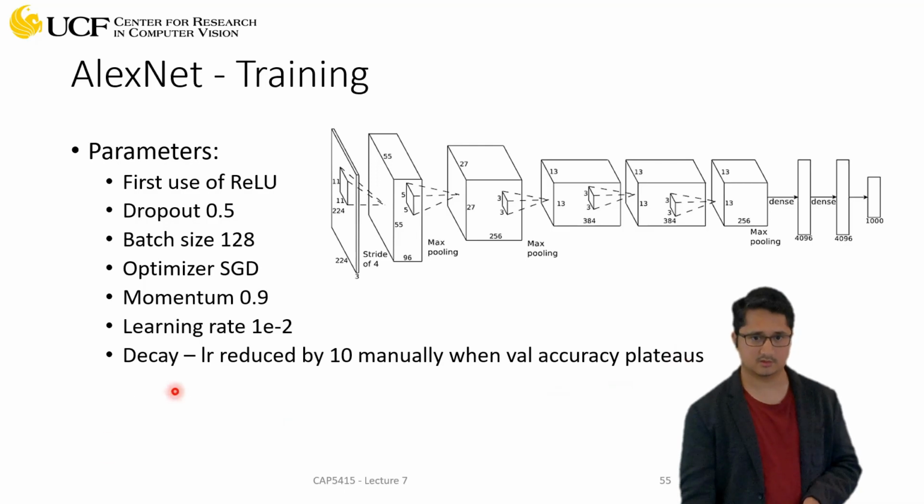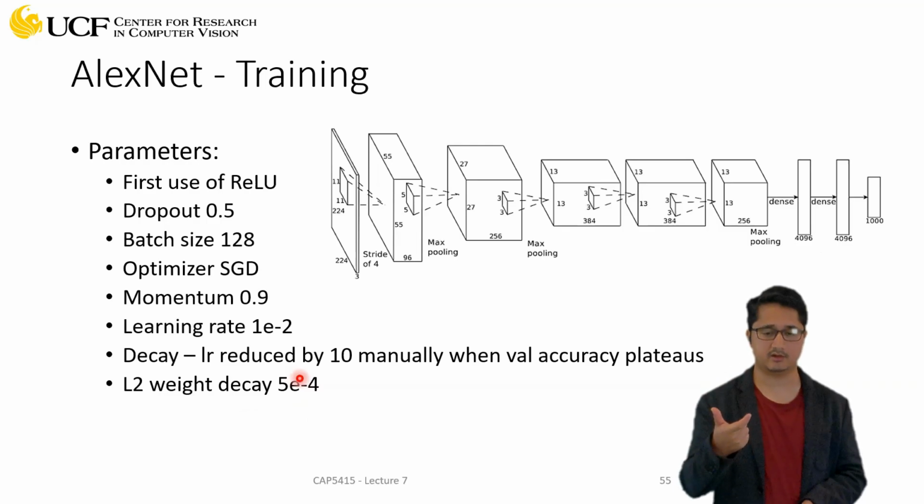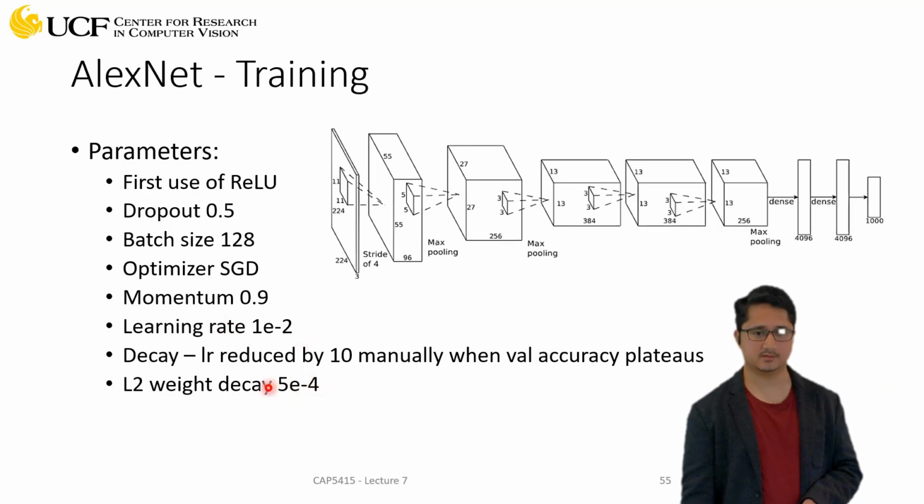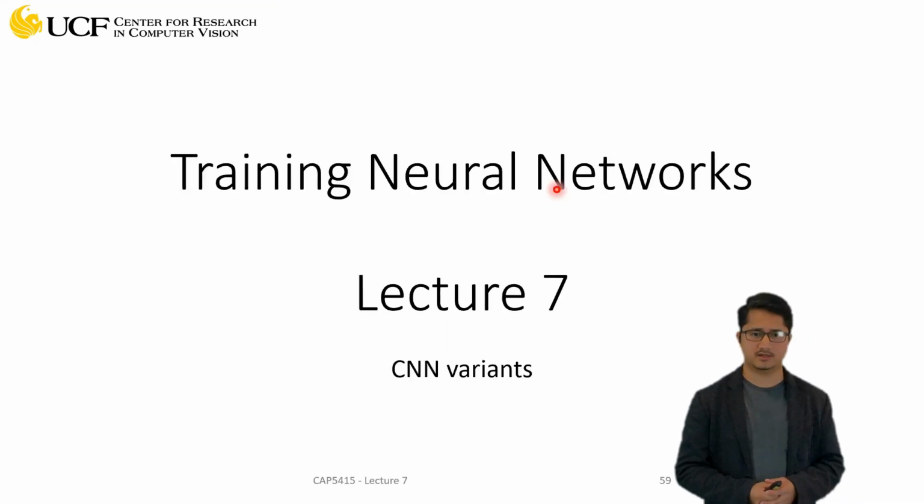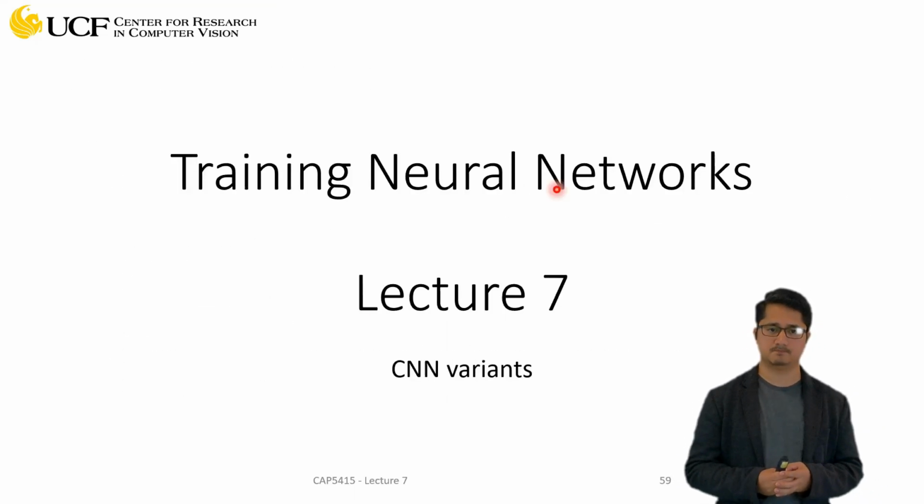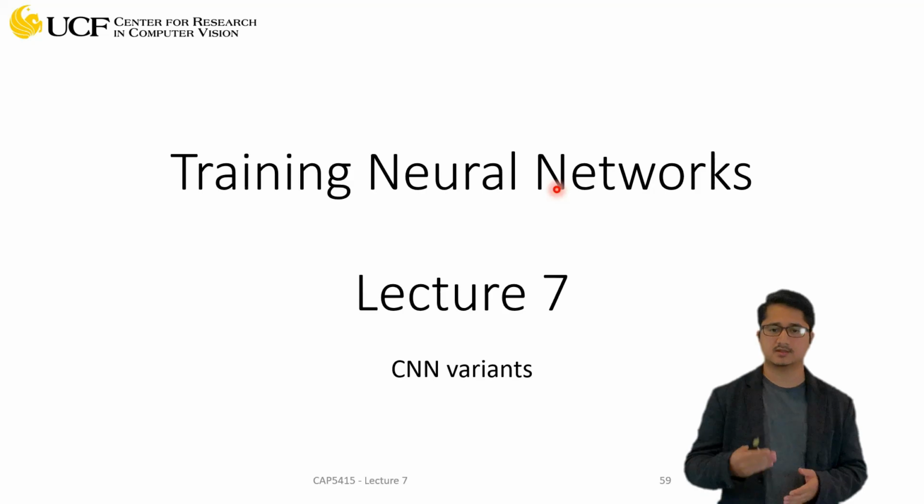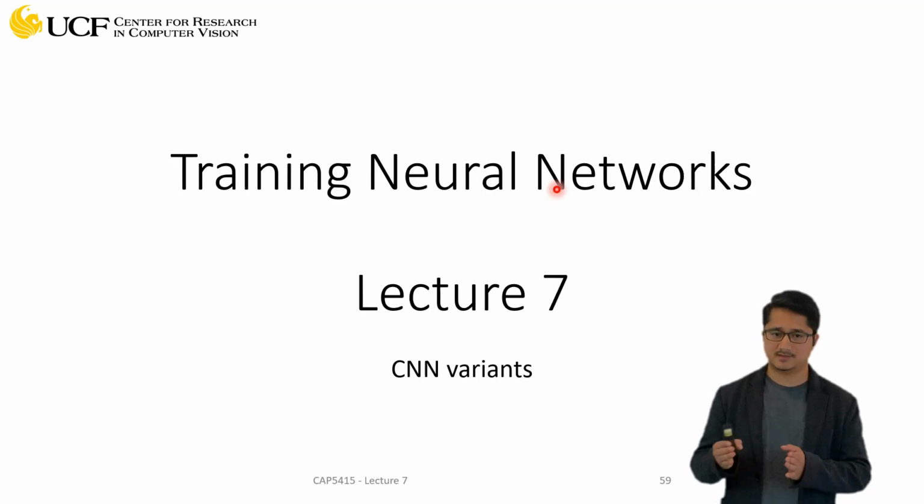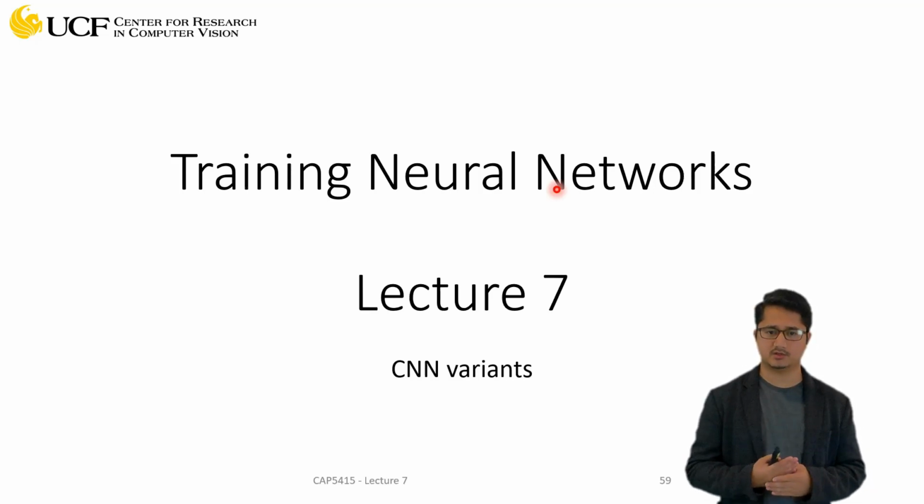Okay. So then L2 weight decay was this. This is again the regularization term we discussed. So this is a value for that. And this is, again, we will continue the lecture on training neural networks from last week. And so this is the last segment of this lecture. We have already covered the different components in the training process and what the training process actually looks like. So the last segment is we will just try to cover different variants of convolutional neural networks and the motivation why those architectures were designed.